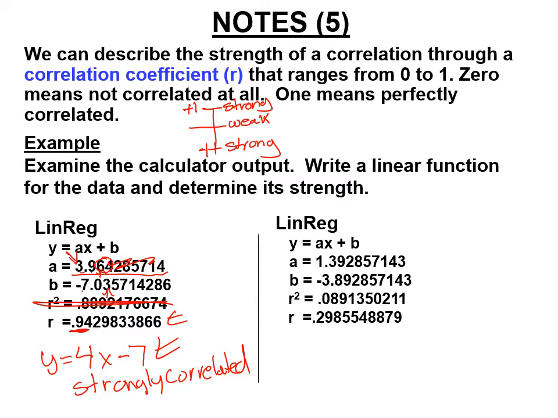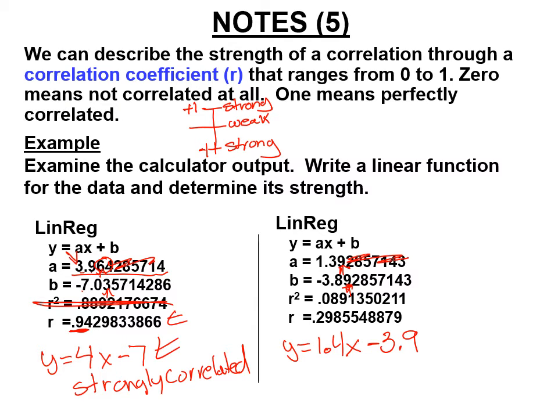Let's look at the next one. Write your equation, rounding to the nearest tenth. So we're going to write y. We're going to look at the hundredths place. It's a 9, so once again, we're going up. So y equals 1.4x, and we got a minus there again. And then we're looking at a 9, so we're going up to 3.9, minus 3.9.